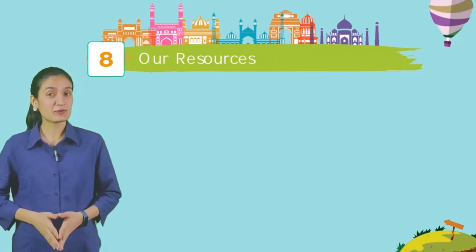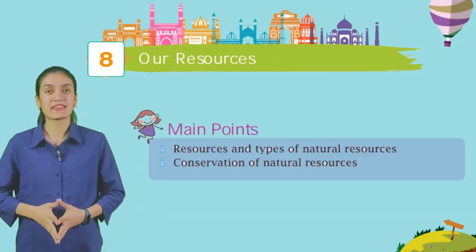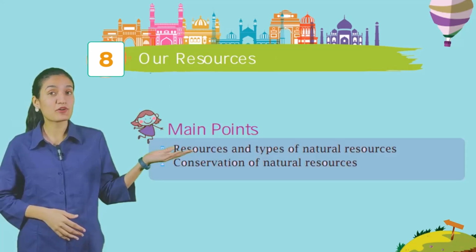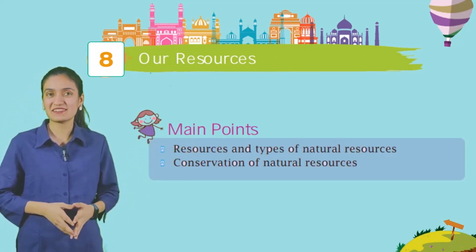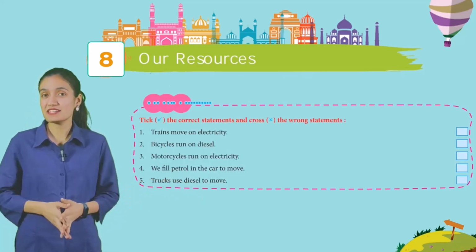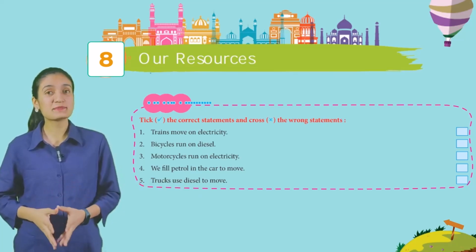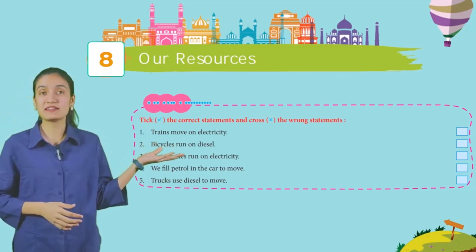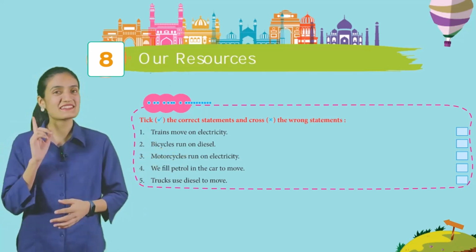Good. Today we are going to start chapter number 8, that is our resources. And the main points are resources and types of natural resources, conservation of natural resources. So kids, why are we waiting? Let's start. Take the correct statements and cross the wrong statements. Here are some statements given and you have to read them carefully and tick on the right one.